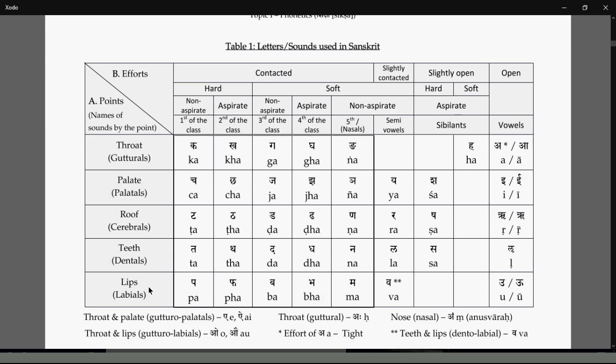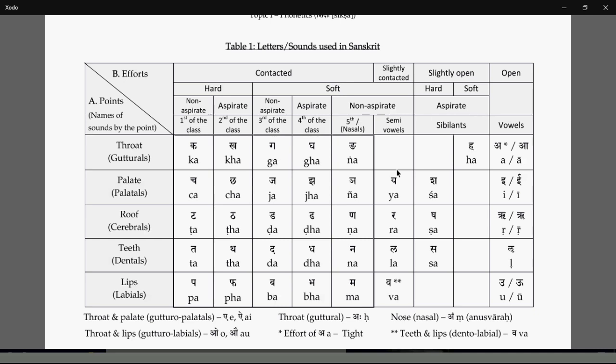Then the labials, which means Oshtya. Oshtya is pa, pha, ba, bha, ma, va, u and u. So this is how you read the chart, and why it is important is based on the sthana, the proximity of the two letters in sthana and prayatna. That is how the sandhi karya happens.